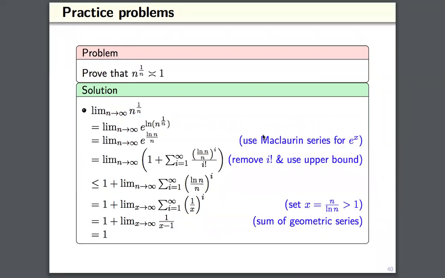Okay, so let me complete one more slightly complicated version here. What do we have here? n power 1 by n is asymptotically equal to 1. So we have n power 1 by n. We can write this as e power ln of n power 1 by n.